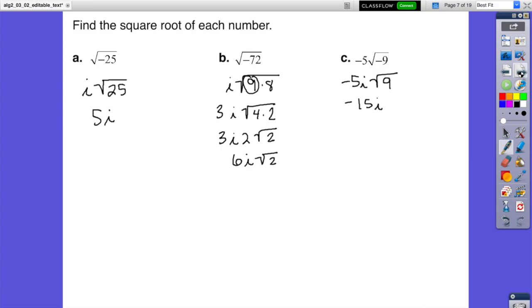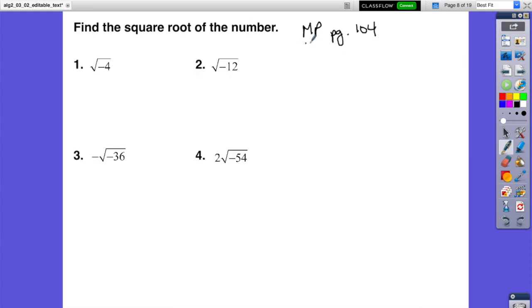Okay, moving on. This is Monitoring Progress 1, 2, 3, 4 on page 104 in your book if you're following along. I would like you to stop the video and I would like you to try these on your own.